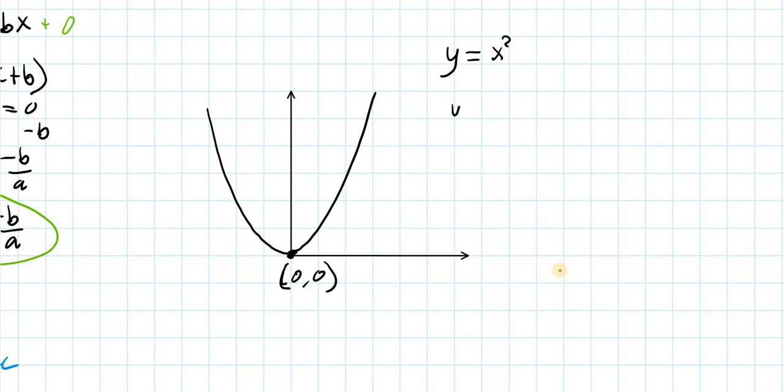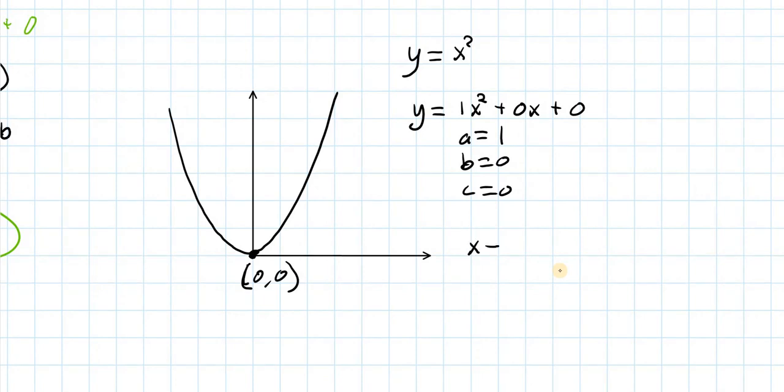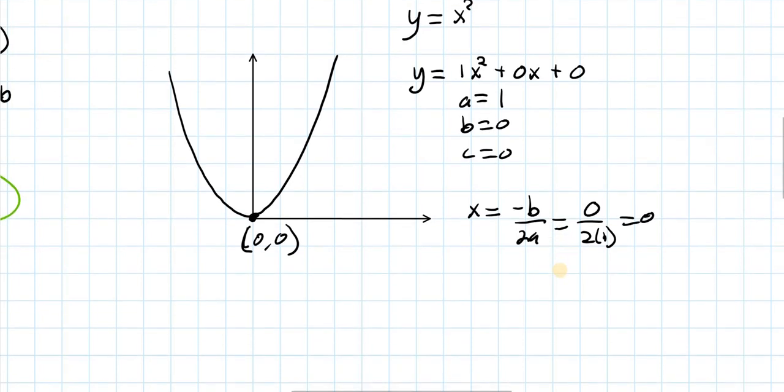So we could rewrite this in the form 1x squared plus 0x plus 0. So that means that our a is equal to 1, our b is equal to 0, and our c is equal to 0. So we have the x coordinate of the vertex is at negative b over 2a equals 0 over 2 times 1. Well, anything times 0 is equal to 0. So that pans out for us. We know that our x coordinate is at 0.